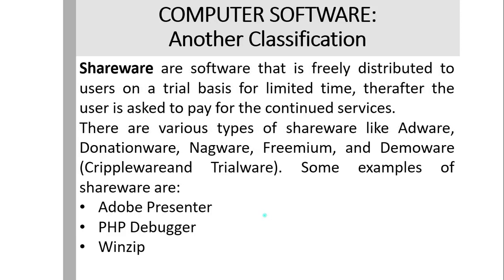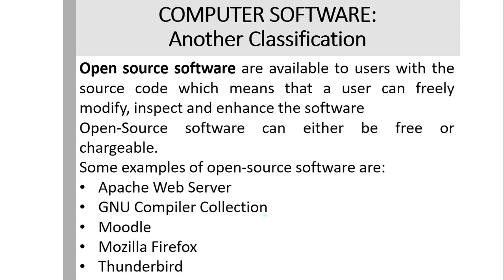Then we have shareware, a software that is freely distributed to users on trial basis. Thereafter, the user is asked to pay for the continued services. There are various types of sharewares like adwares, donationwares, nagwares, freemium, demoware. Some examples of shareware are Adobe Presenter, PHP Debugger, and WinZip.